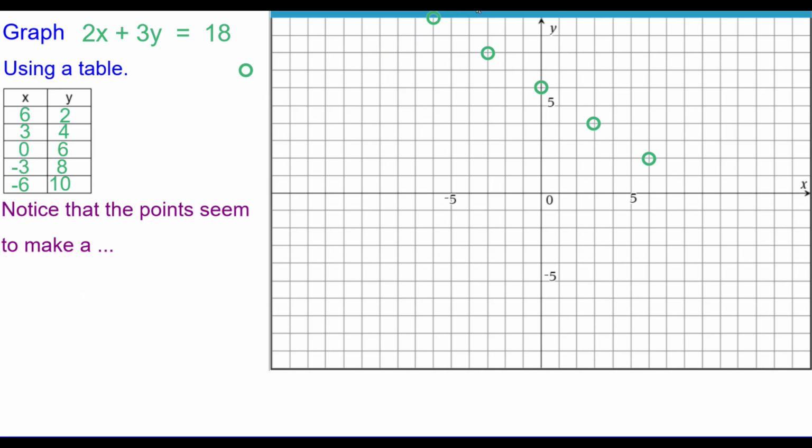Notice that the points seem to make a line. So let's go ahead and connect the points.